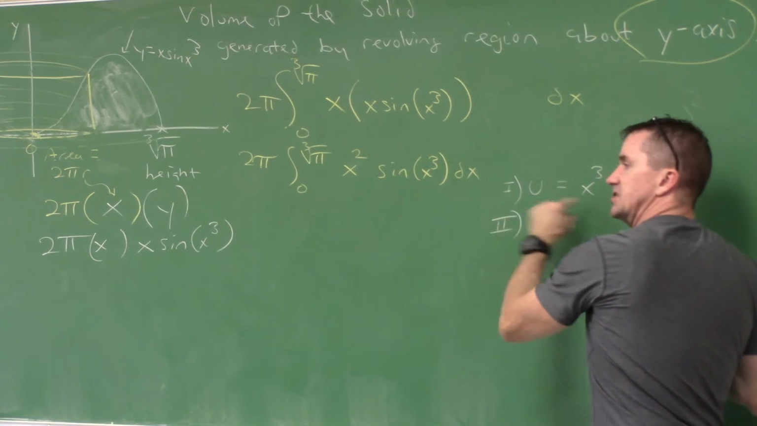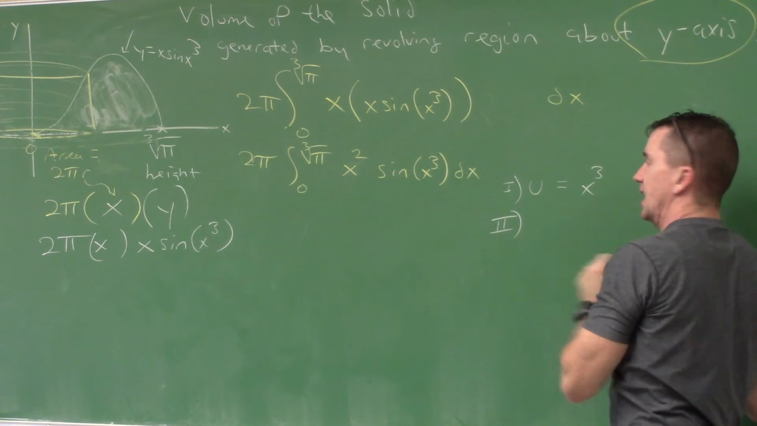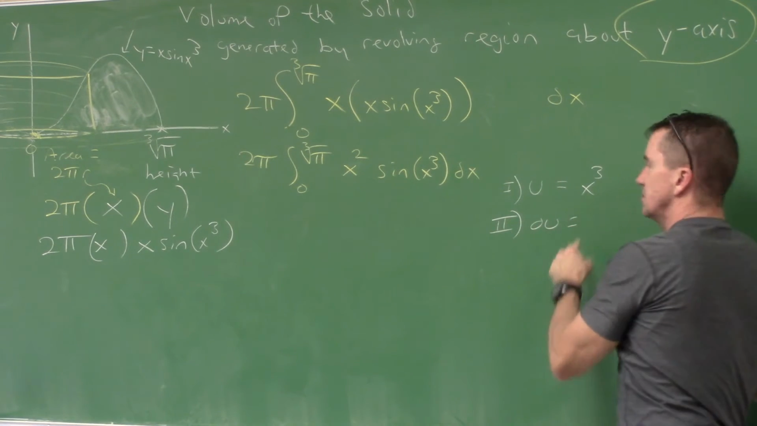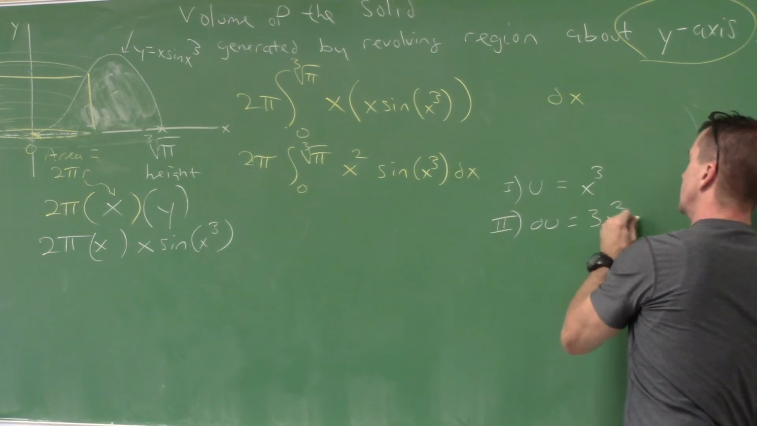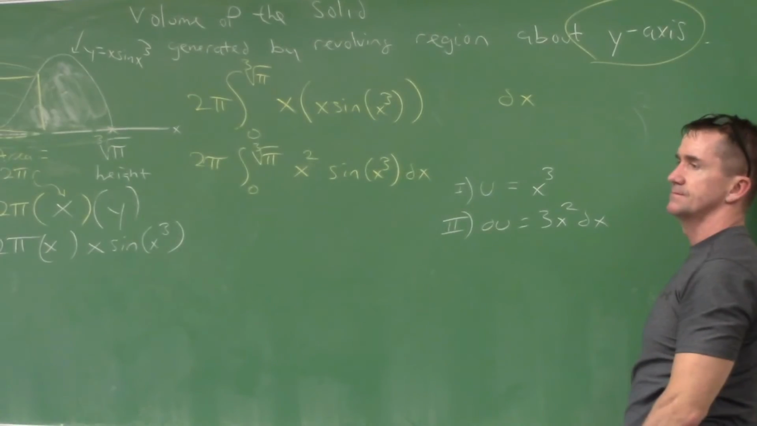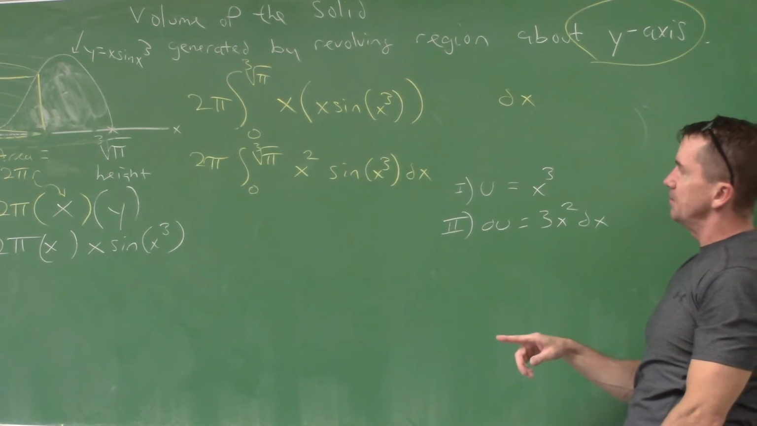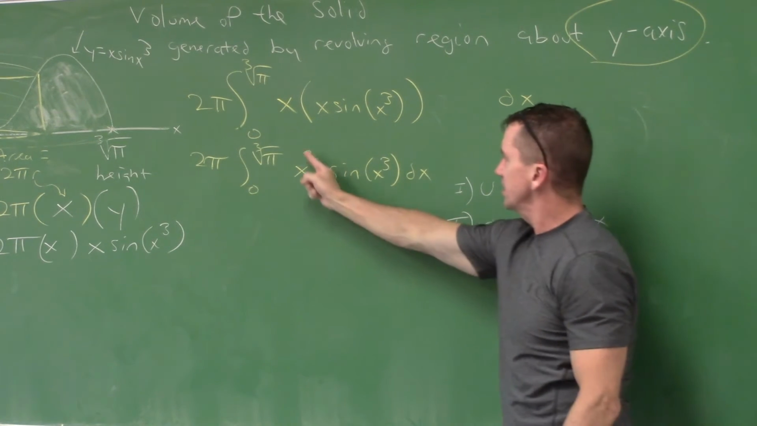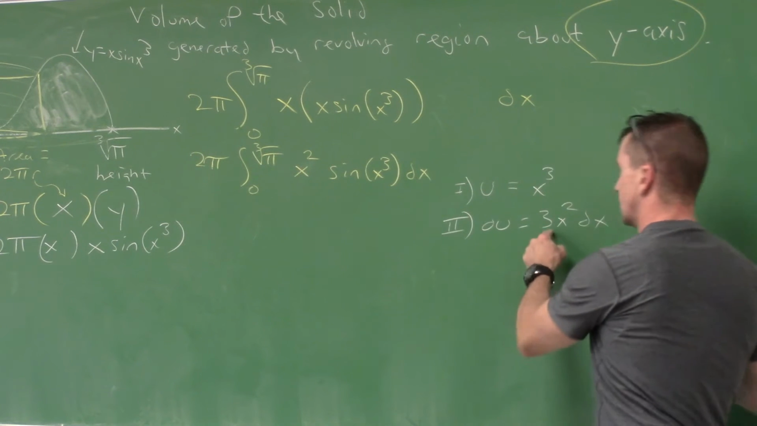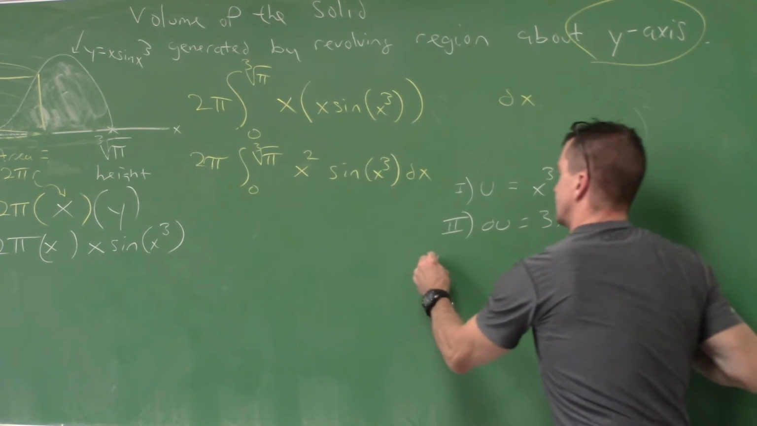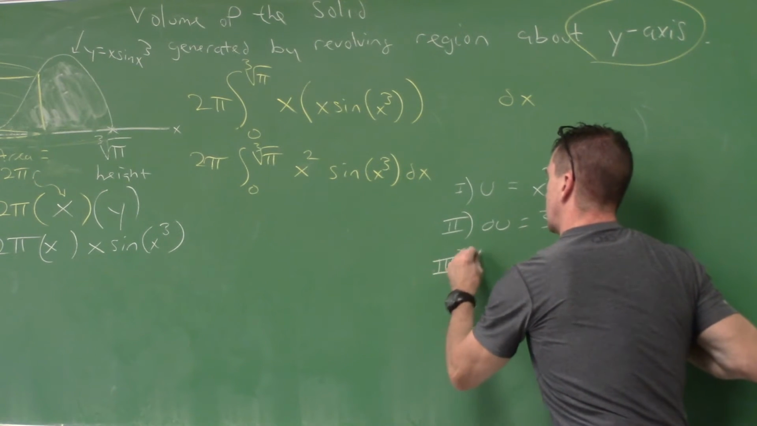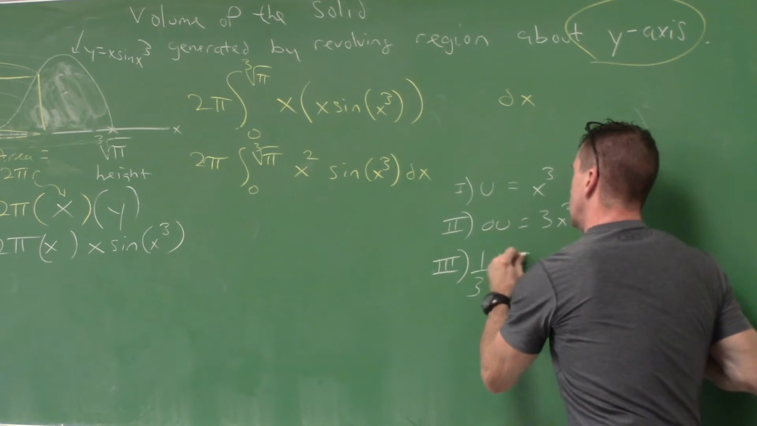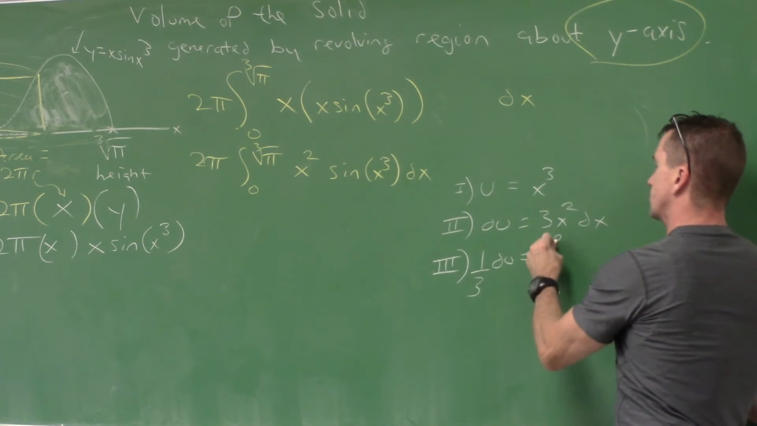Step 2, differentiate both sides with respect to x. Okay, du. And this will be 3x squared dx. I'm going to do one more step, everyone, because my goal is to get rid of this x squared dx. So I'm going to divide that 3 on both sides. So I get 1/3 of a du equals x squared dx.